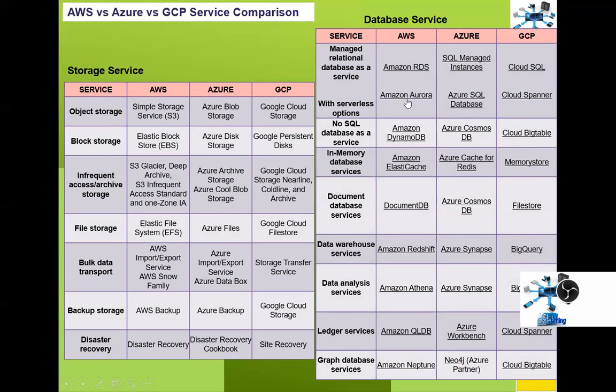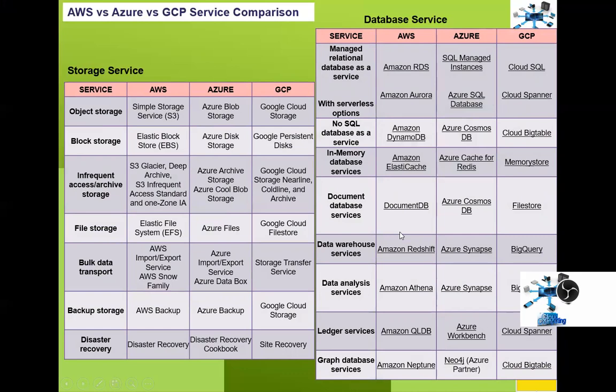Now, for example, if you take NoSQL database as a service, AWS has DynamoDB, Azure has Cosmos, and GCP has Cloud Bigtable, right? And again, they have document database services. AWS has DocumentDB, again Cosmos DB by Azure, and GCP has Firestore. And like so, we can go to each and every one, but we can click one of these things.